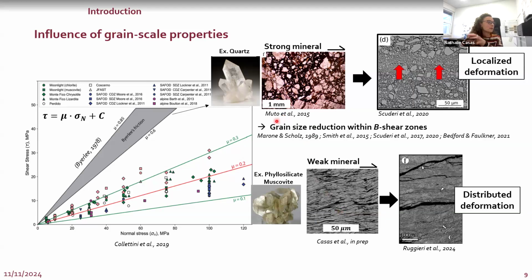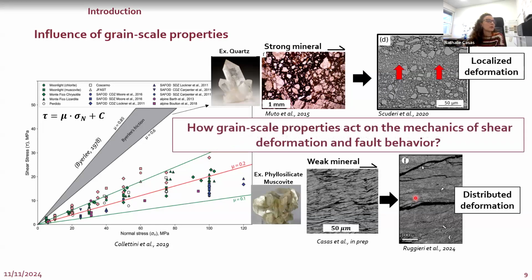So from this, we know that the type of mineral impacts mechanical data such as friction, and will also tend to produce a different type of distributed or localized deformation. So the main question of my talk today will be how grain scale properties act on the mechanics of shear deformation and fault behavior.